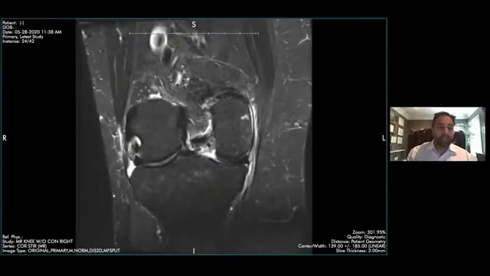Case number 3 is not going to be a case of a meniscal tear, okay? It's not going to be a meniscal tear. I mean, there may be a meniscal tear there, but that's not the reason why I'm showing you the case. In fact, there is actually a meniscal tear here, but that's not why I want to show you the case. I want to show you the case for a different reason.